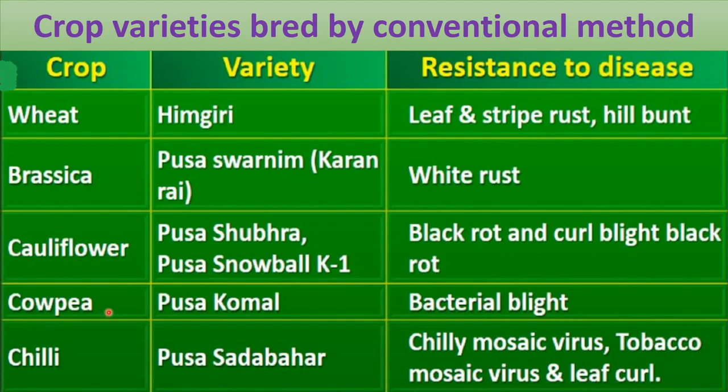Then cowpea, variety name is Pusa Komal, that is resistant to bacterial blight. And chili variety is Pusa Sadabahar, that is resistant to chili mosaic virus, tobacco mosaic virus and leaf curl. So you need to learn all these varieties and to which disease they are resistant. In our next lecture, we will discuss the mutational breeding method for making a plant disease resistant.